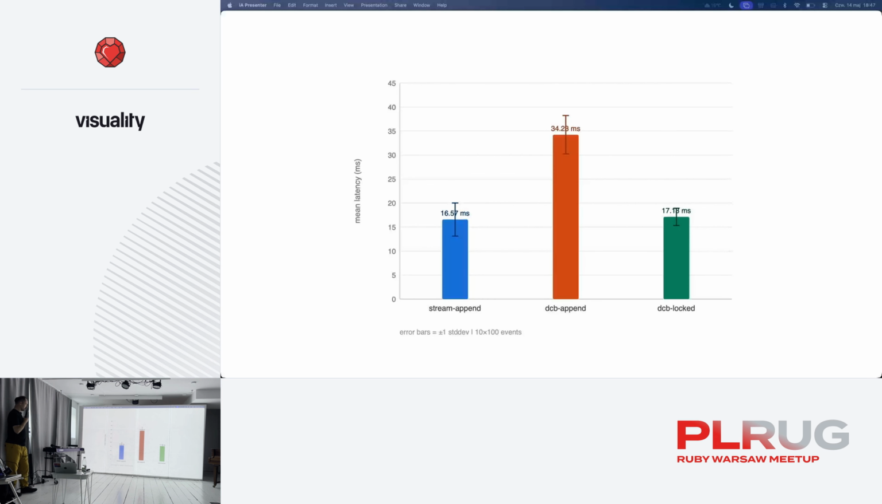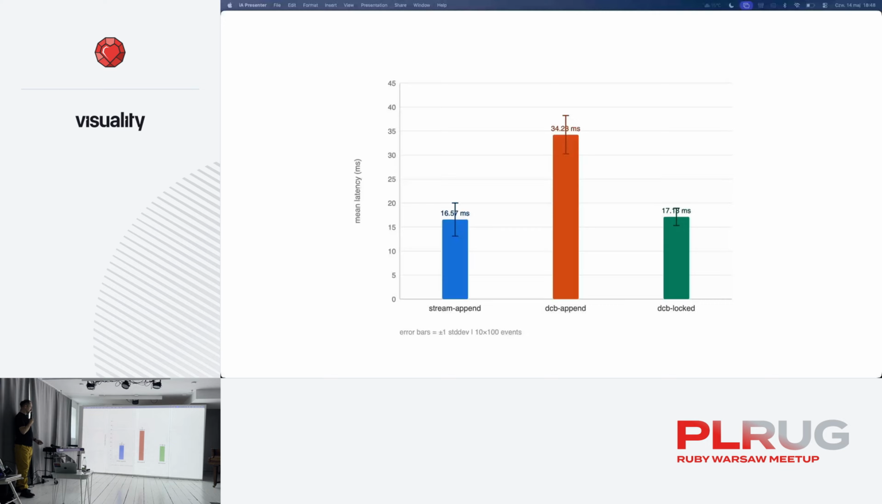And this is how the results look like. Stream append is like the regular stream-based event store. DCB append is an event store that uses serializable isolation level, and DCB log is an event store that uses the technique with advisory logs. And to my surprise, first, the logged version doesn't differ that much from a stream-based version, so that was my biggest surprise, and that gave me a hope that maybe it might be fine to just switch to DCB-based event stores.